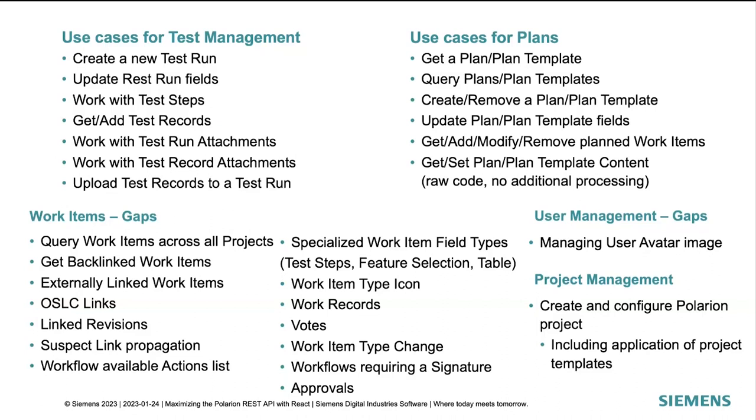Currently, we do not know how much we will manage to do, but if things go well, you will see almost everything. The last thing is another customer feedback. We've got a lot of requests from our customers and partners to enable project management using the REST API. So what we want to enable is for you to be able to create and configure Polarion projects, including the project templates. We will see if it will get to the release, but it's high on our backlog.